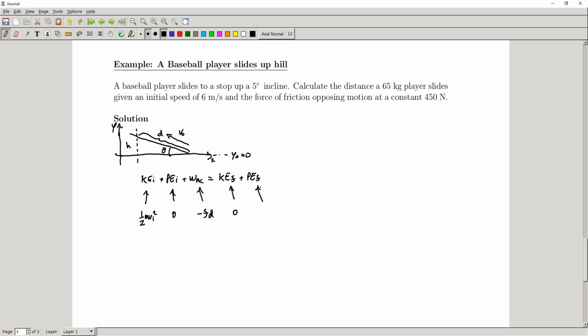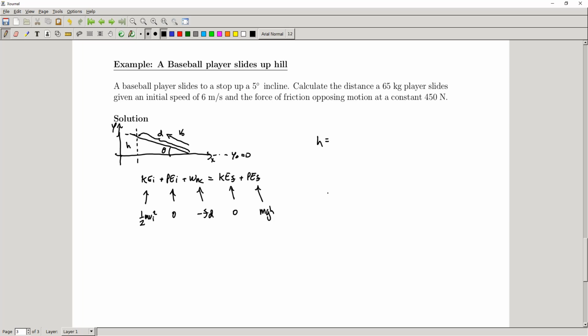But what we will have now, which is different than what we had before, is some associated gravitational potential energy with the player, because they're going to be ending up higher up here than they were when they started to slide, right? So maybe the first thing we want to do is solve for what h is in terms of d. That'll eliminate one of the variables that we don't know.